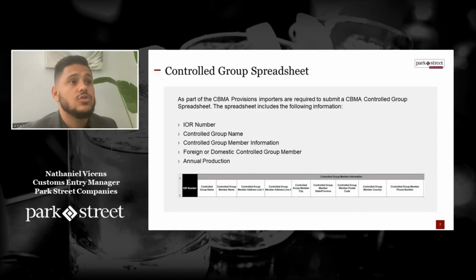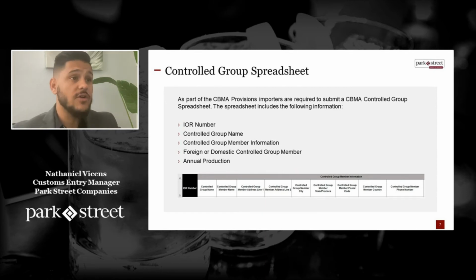Now I want to talk through the control group spreadsheet. As part of the CBMA provision, importers are required to submit a CBMA control group spreadsheet for each assigning entity that they have. Now, this is an Excel sheet, and it looks a little bit complex, but it's really just where you list any assigning entity you have. If you have multiple, meaning you bring in multiple bottles from different producers or different foreign entities, they can all be listed on one Excel, or you can have one assigning entity per Excel. We leave that to you.